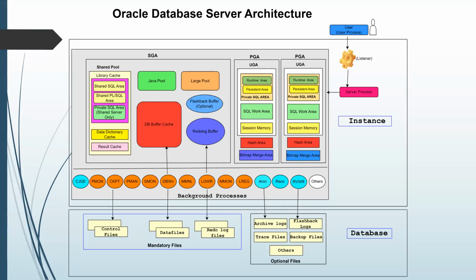So for every user process, there will be a dedicated server process. If at any given point in time there are 500 or thousands of users connected to your database, that means that many user processes are running on the user end, and on the server end, you will see their dedicated server processes.